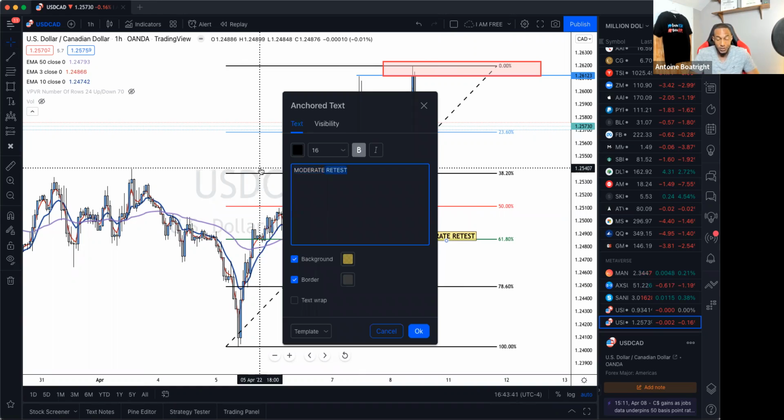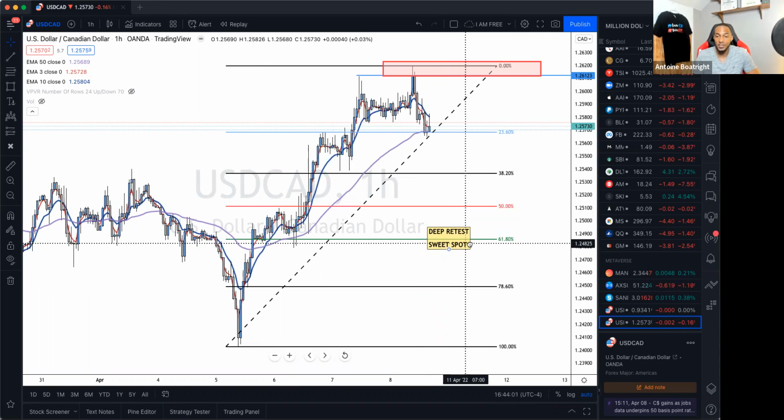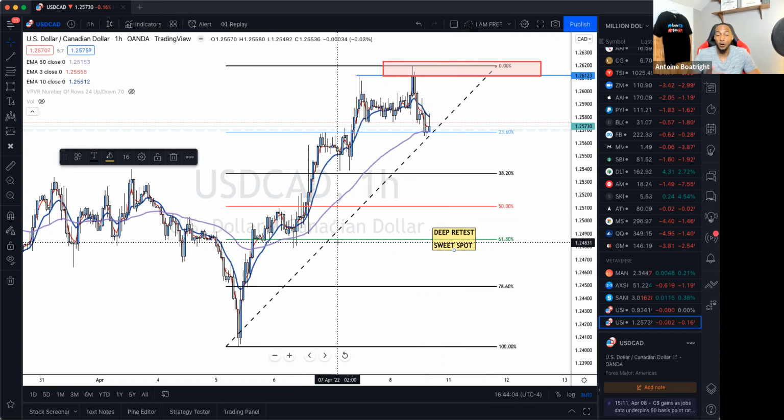Now, when you're looking at 618, guys, that's your golden zone or deep retracement. This is pretty much the sweet spot that everybody talks about, right? Everybody mentions this within the trading world. 618, sweet spot, golden zone, gold zone. It's illustrated as a gold zone or sweet spot, guys. Whatever you want to call it, whatever makes you feel comfortable when you trade. This is pretty much where you're going to get almost your perfect entry, guys.